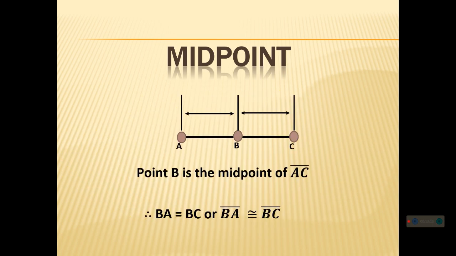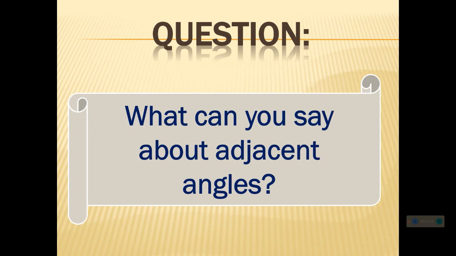For example, we have here point B as the midpoint of segment AC, because B is at the middle of line segment AC. Therefore, if B is the midpoint of segment AC, we may say that segment BA is equal to segment BC, or segment BA is congruent to segment BC. These two segments have equal lengths.